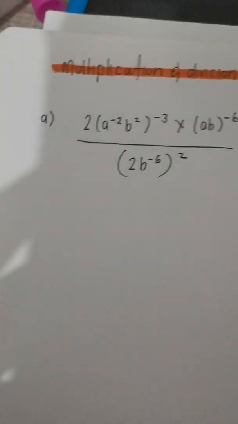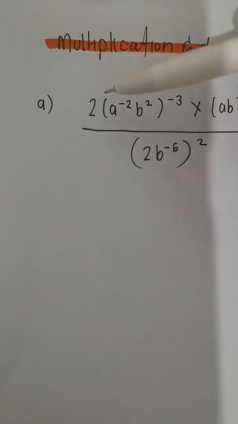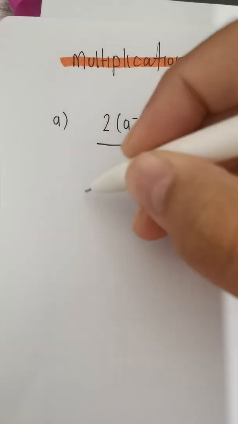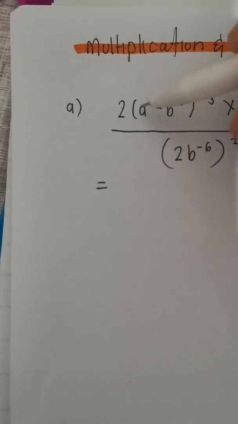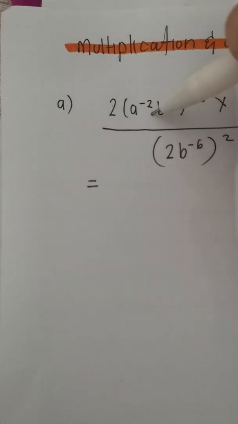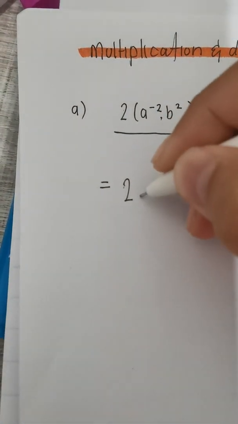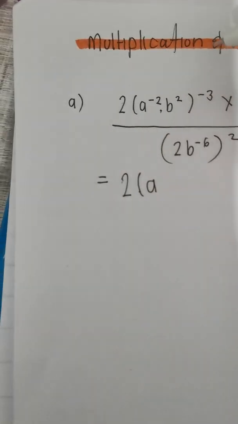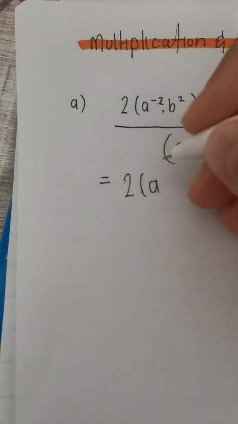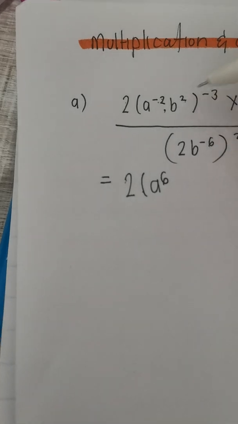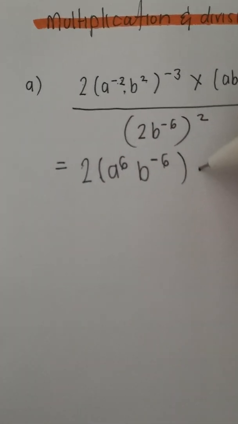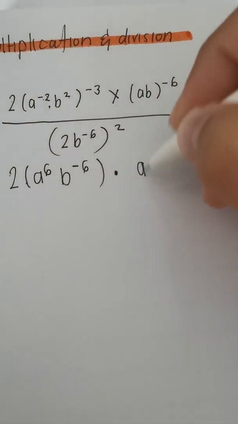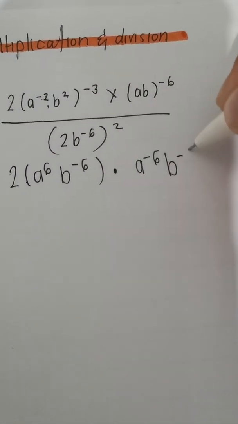Okay, multiplication and division. Over here, remember you cannot multiply this 2 into the bracket because of BODMAS rules. Instead, we have to distribute this negative 3 into here and here because there's multiplication. So 2 times a to the negative 3, negative 2 times negative 3 giving me positive 6, 2 times negative 3 giving me negative 6, times a to the power of negative 6 and b to the power of negative 6.